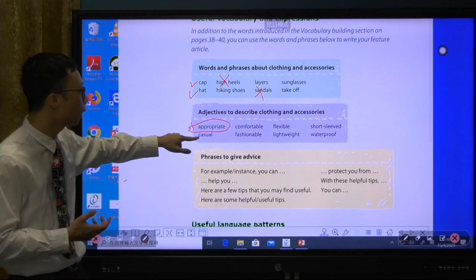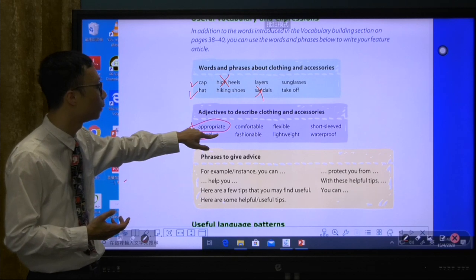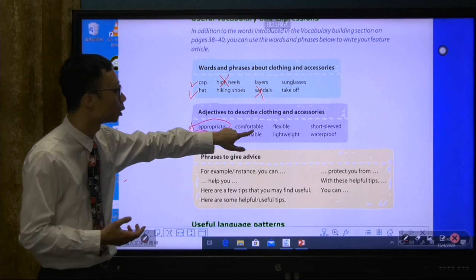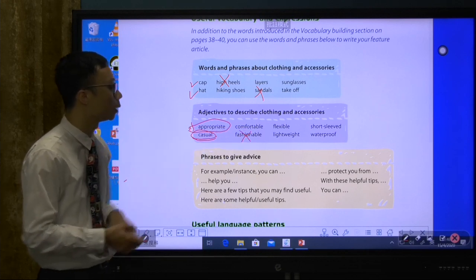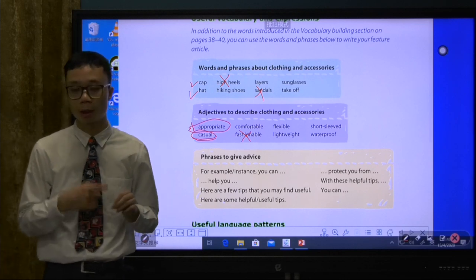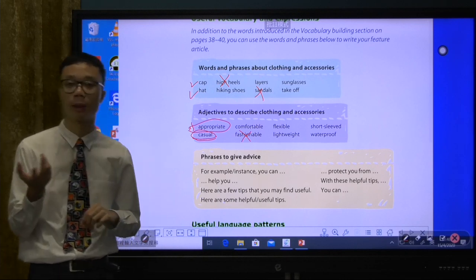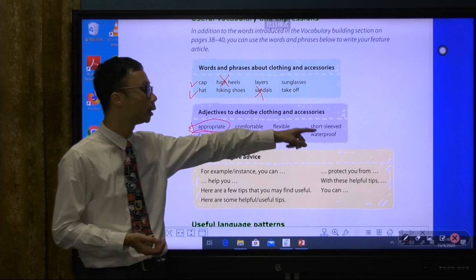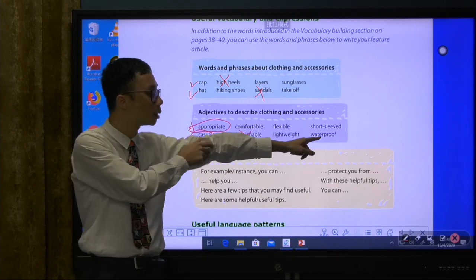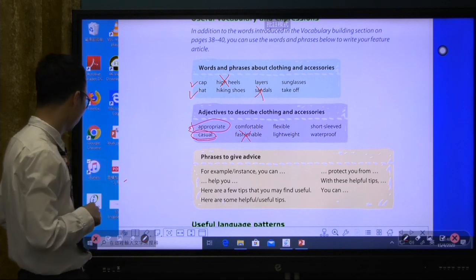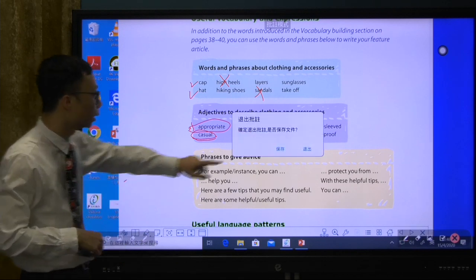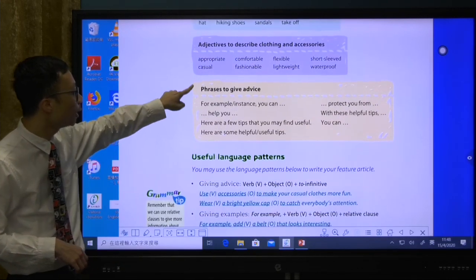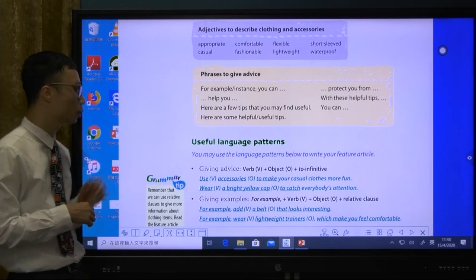appropriate, 呢個適合啦, casual, 係輕便，casual 即係輕鬆嘅, comfortable 舒適啦, fashionable 呢啲啦係啊. Fashionable, you may think maybe it's not a good idea, because you're not trying to show off to your schoolmates. It is a school picnic, not a fashion show. Okay, and also flexible, white, short sleeves, long sleeves, and waterproof. These are some of the important things that can help you make your article more interesting.